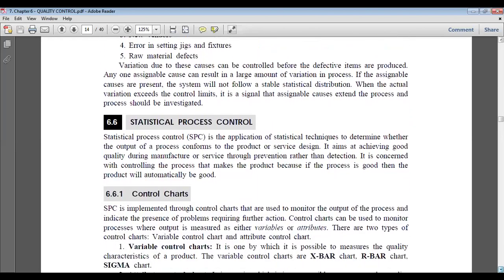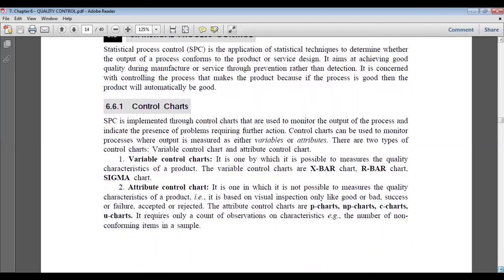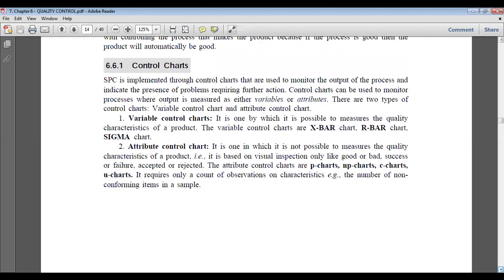We have already discussed SPC, statistical process control. Now we'll be discussing control charts: variable control charts and attribute control charts. We discussed yesterday, and again today I repeat, attributes are the parts that are not measured, whereas variable charts are the dimensions that are measured. So we have two types: variable control charts, the bar X and bar R chart and sigma charts, and attribute charts, the P chart, NP chart, C chart, and U chart. All these we'll discuss today, one by one.